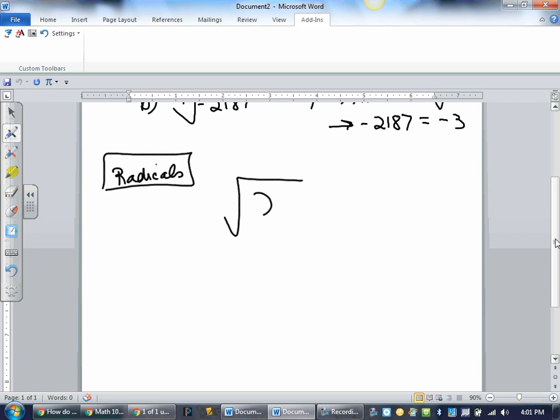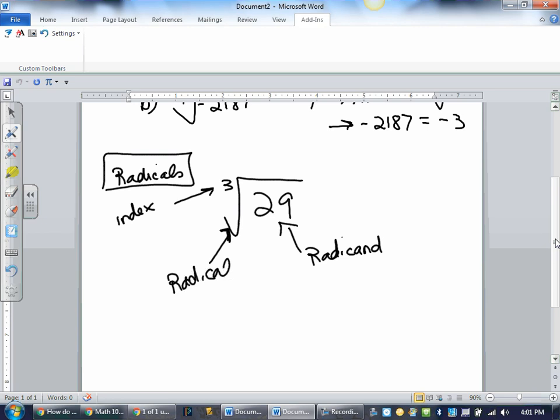So when it has this symbol in the middle, I want very much for you to know this is the index. This is the radicand. I want you to remember this. Okay, this symbol is the radical sign. Oops, sorry. This is all in your book. And then the whole thing, all together, is called a radical. Okay, so I want you to know that.